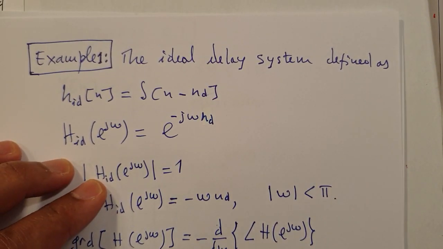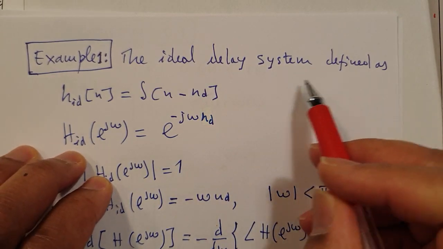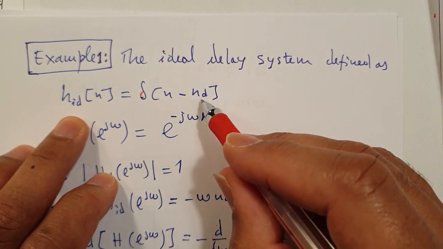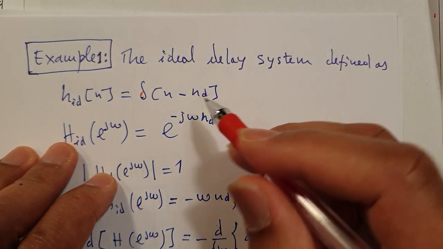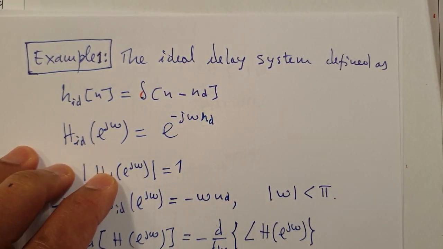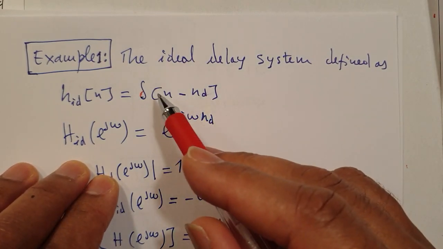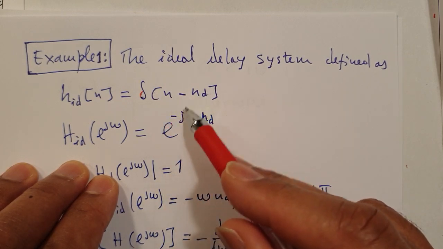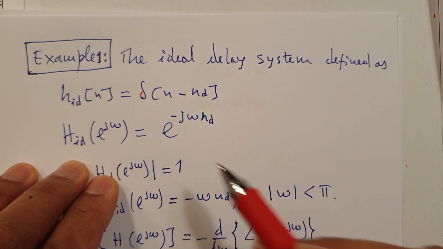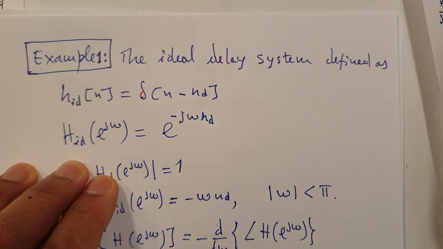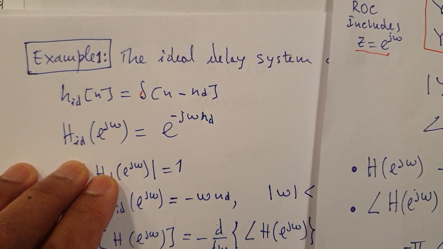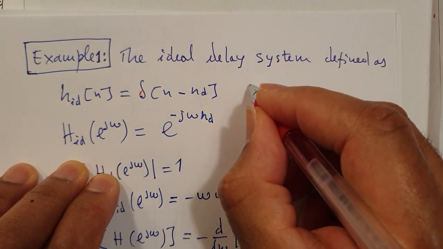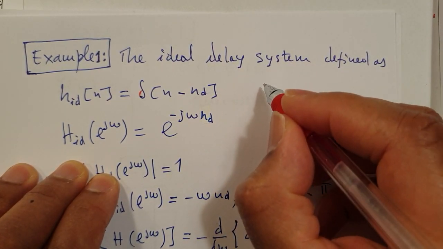Let's say that we have this ideal delay system here, defined as so. In this system, we just apply a delay by nd samples to a given signal. Okay, so if you go to the table with the Fourier transform, you'll see that the Fourier transform of this is e to the minus j omega nd.